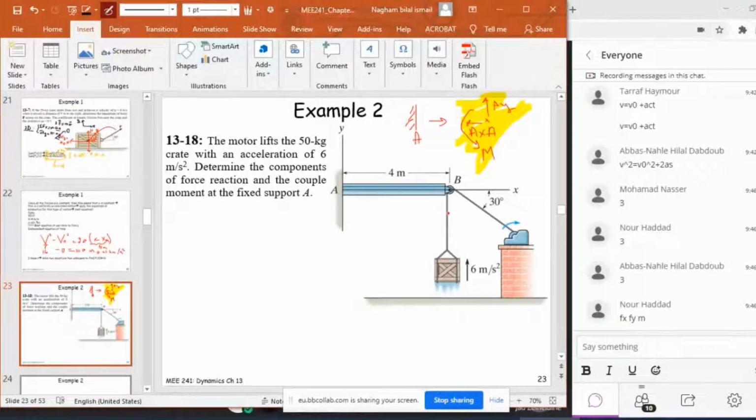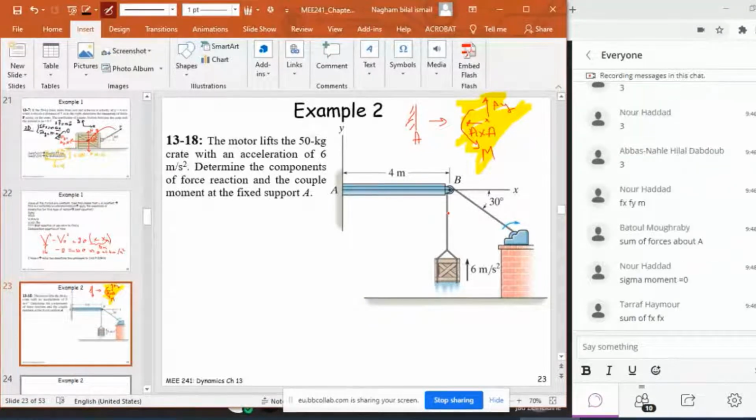How to solve for these reactions? What do you think? Remember, guys, from statics, if you don't remember, I advise you to go back to my YouTube channel. There are detailed videos on reactions and on equilibrium. Now, guys, if you remember from statics, how can I find AX, AY, and M? By applying what? By applying the equilibrium equations.